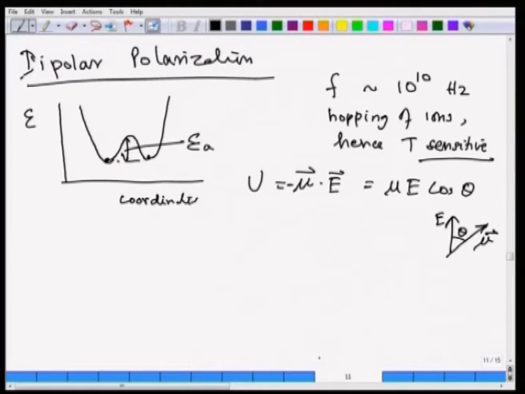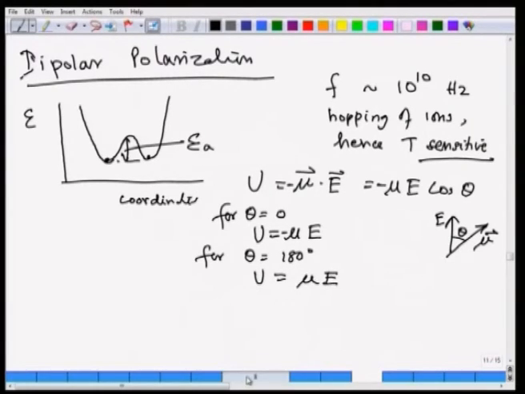If that is the case, for theta equal to 0, we get U as equal to minus mu E, whereas for theta equal to 180 degrees, we get U as plus mu E. I was missing a minus sign earlier. Then between these two positions, delta U is equal to 2 mu E. This I can show: if I apply electric field, then you could have this picture changing over to one side becoming more preferred than the other side.